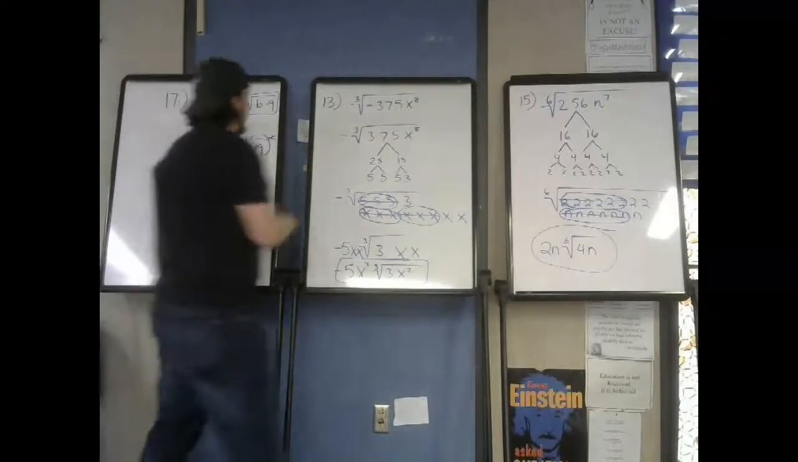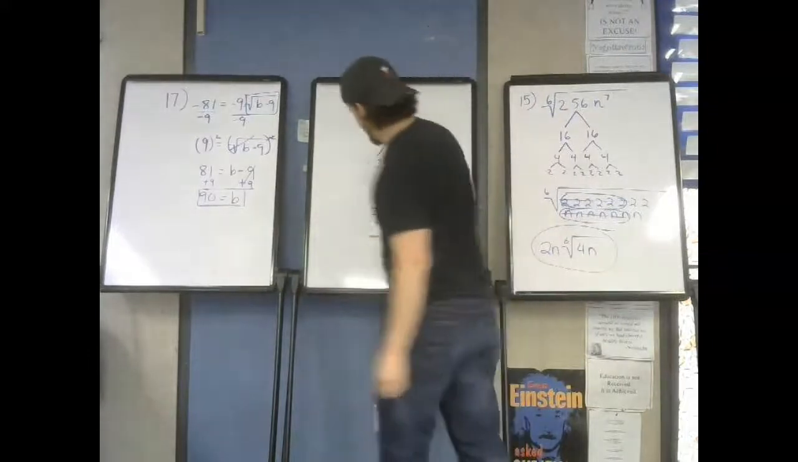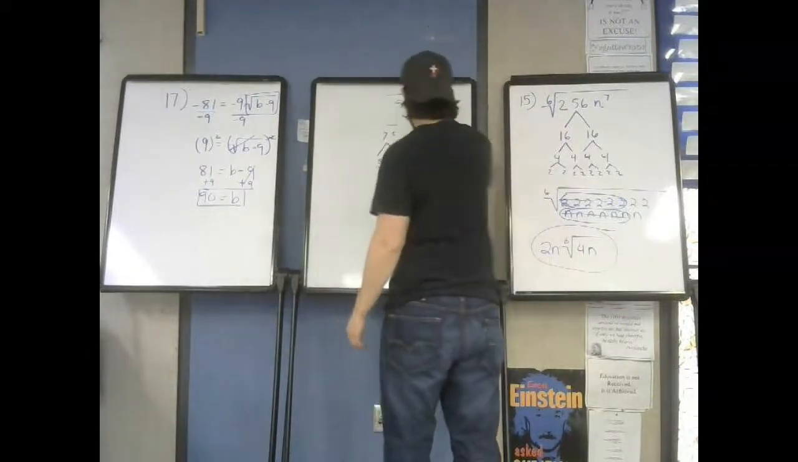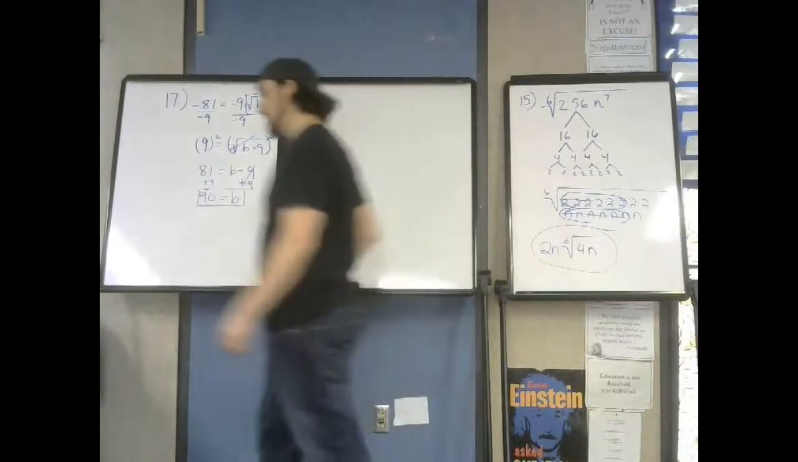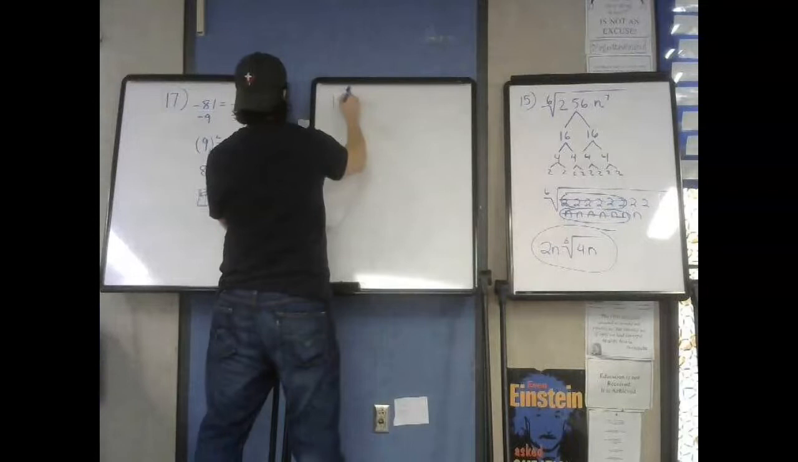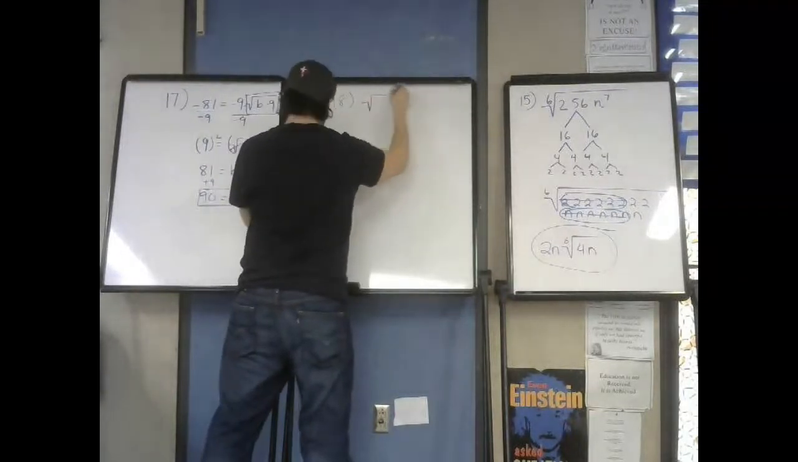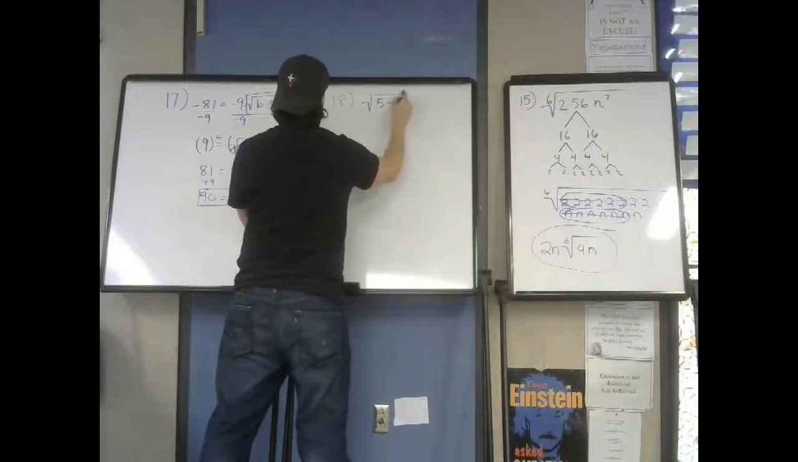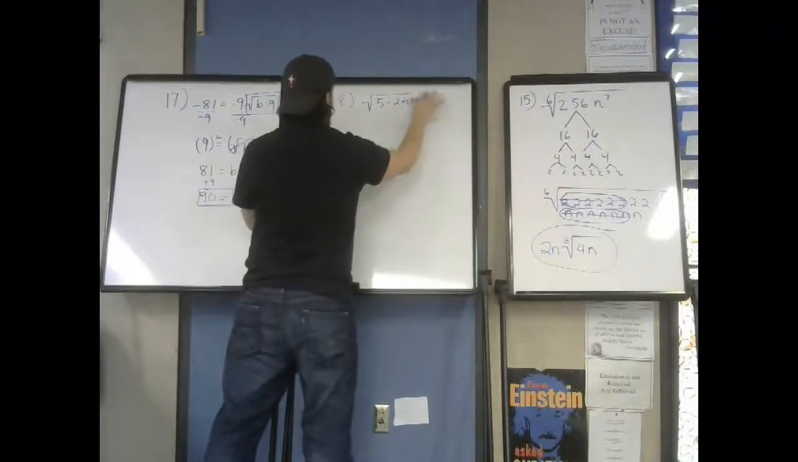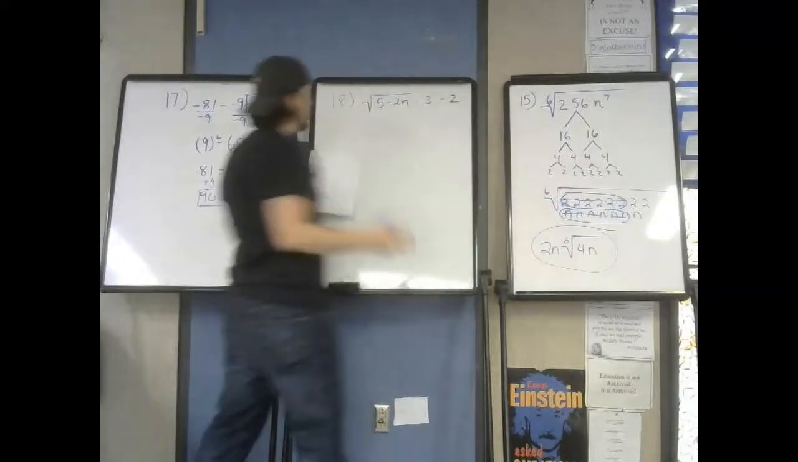Okay. Now on number 18, I'm not going to do it completely for you. I want you guys to do most of the work, but it's a little bit different from this one, so I will give you a little bit of a heads up about it. On number 18, we have the square root of 5 minus 2n minus 3 equals 2. Now here's what's different about it.